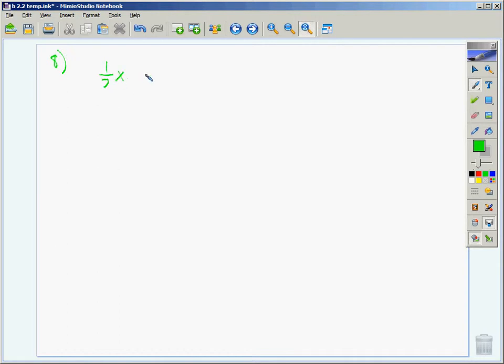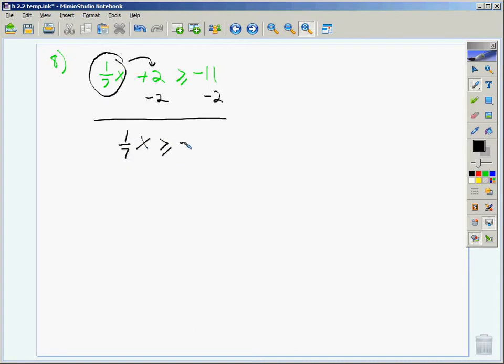One-seventh x plus 2 greater than or equal to a negative 11. Getting x by itself, I've got to get rid of the adding 2. I subtract it. 1/7 x greater than or equal to a negative 13. Getting rid of the fraction, I multiply both sides by 7. This would cancel out, leaving me 1x, which is just x. Negative 13 times 7 is a negative 91.